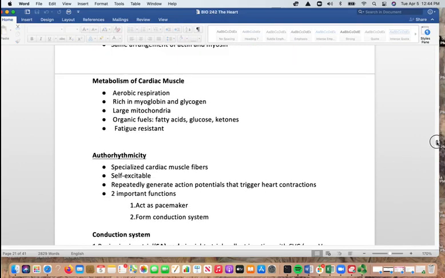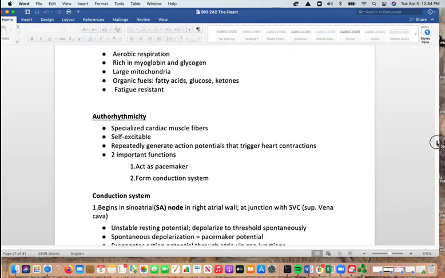So one of the properties is that it's going to have autorhythmicity. You've got specialized cardiac muscle fibers that are self-excitable, so they're repeatedly going to generate action potentials that will trigger the heart to contract. This is going to make a pacemaker, and form the conduction system. So we'll go into the conduction system in the next video.